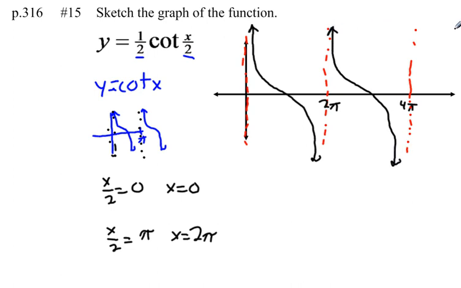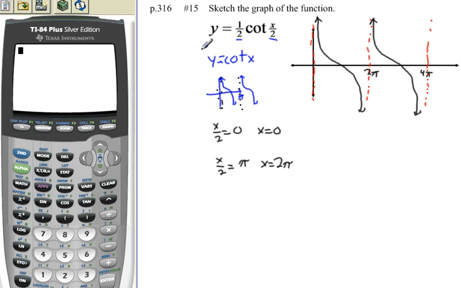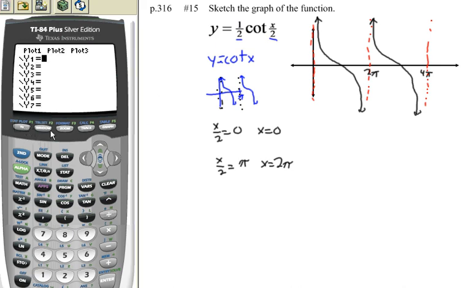And now that we've sketched it by hand, let's pull out our graphing calculator and just take a look at the graph on there. So I'll start with 1/2 times the cotangent. Now there's no cotangent key, so I'm going to type in 1 divided by tangent, 1 over tangent of x over 2. And we'll close both those sets of parentheses, and let's graph this.